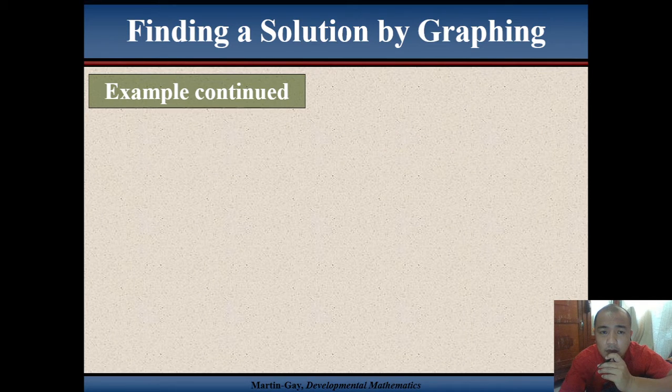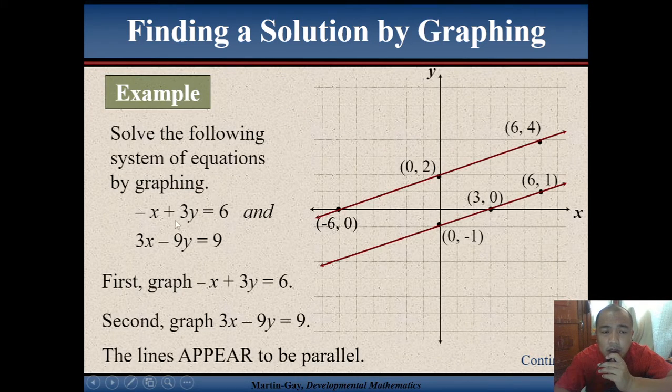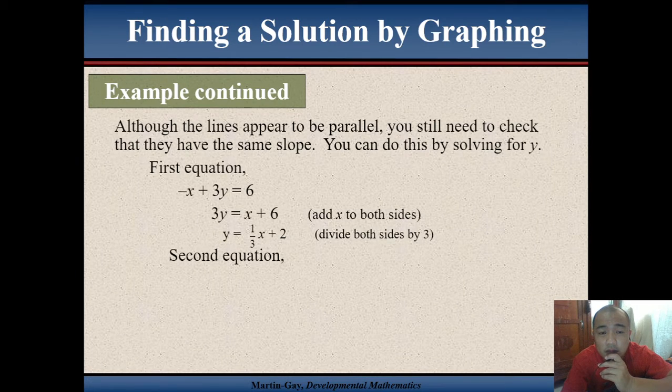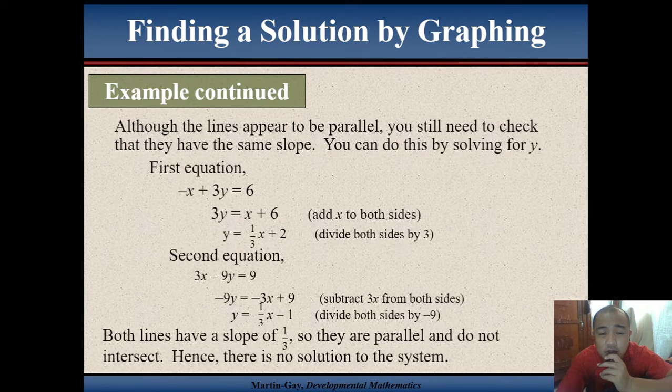So for the slope, what is the slope of this? Negative a over b lang. Negative 1 over 3, 1/3. Ito naman, negative 3 over negative 9, 1/3 pa rin. So they have the same slope, therefore they are parallel, 1/3. Yes, they have the same slope, which is 1/3. He used the slope-intercept form. I used the formula for slope, negative a over b, sa general form.